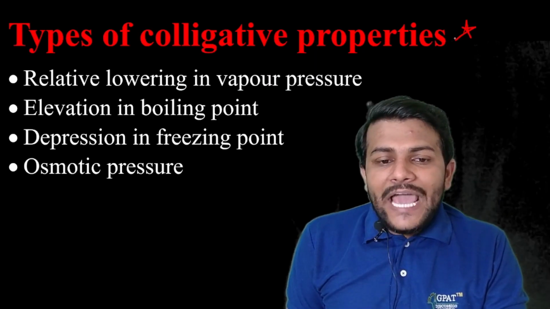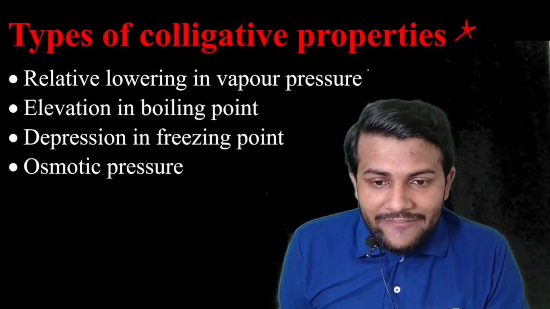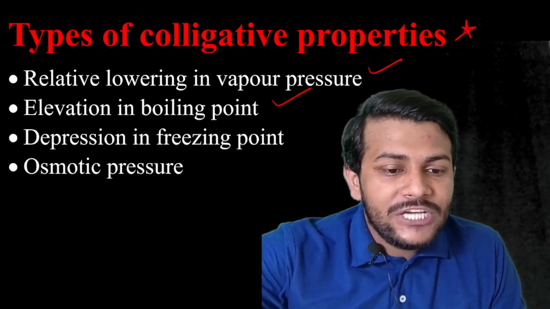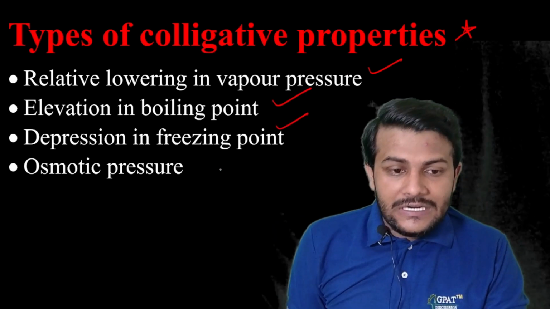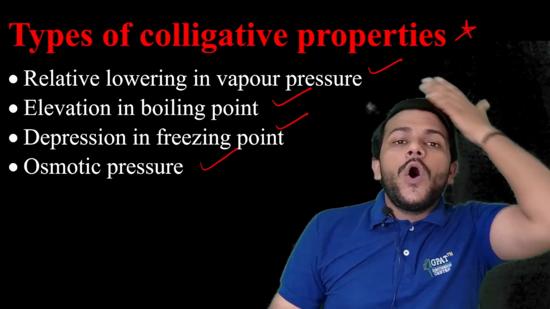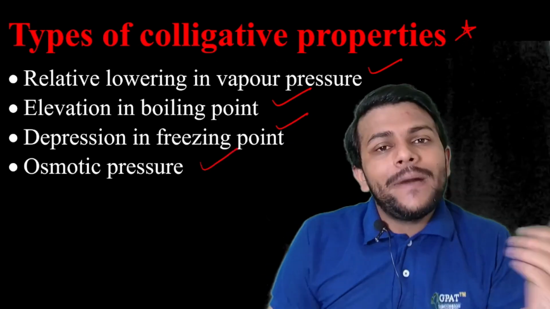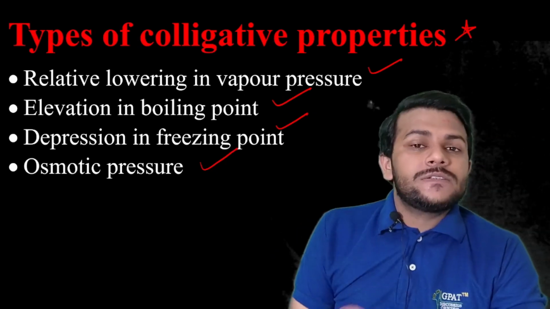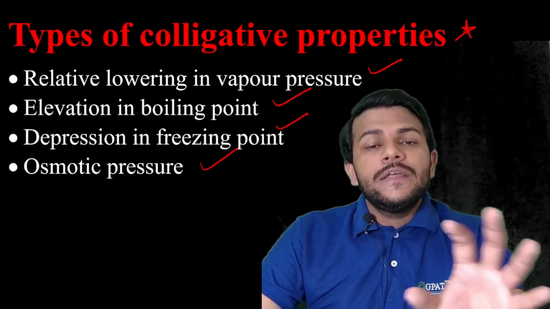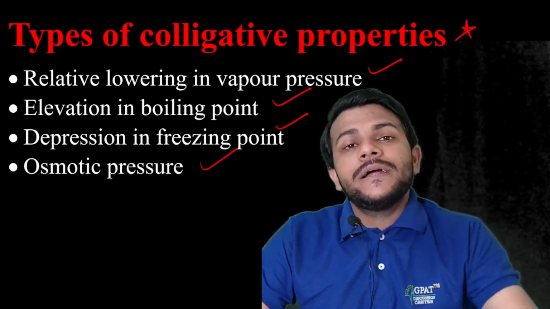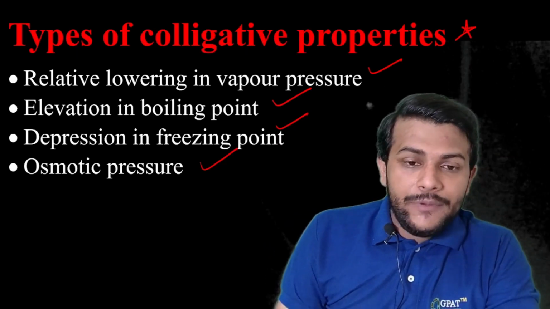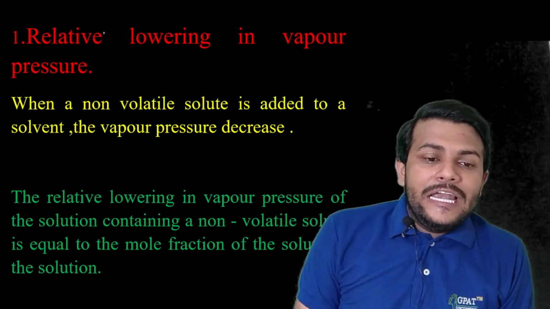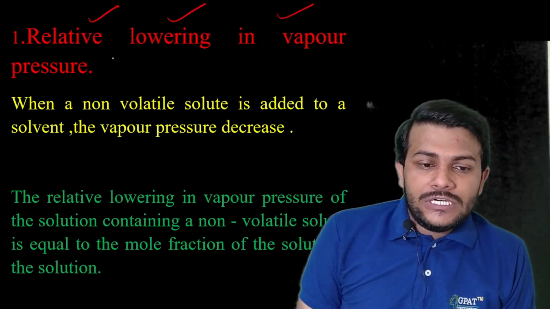Next, we have the types of colligative property. First, we have the relative lowering in vapor pressure, then elevation in boiling point, depression in freezing point, and fourth, the osmotic pressure. So one by one we will cover the colligative properties. Students, from this part there were questions in the GPAT, NIPER, as well as sometimes in the drug inspector examination also.